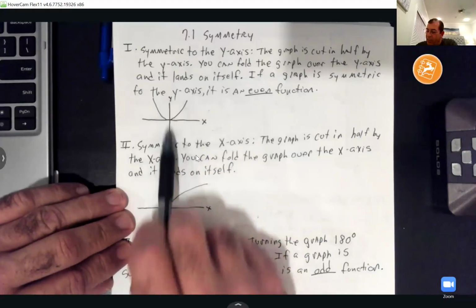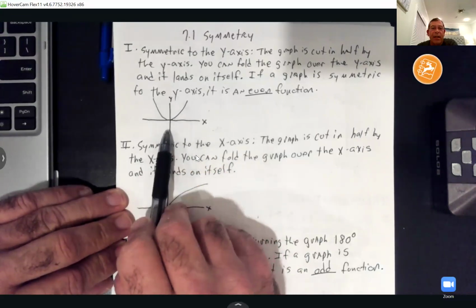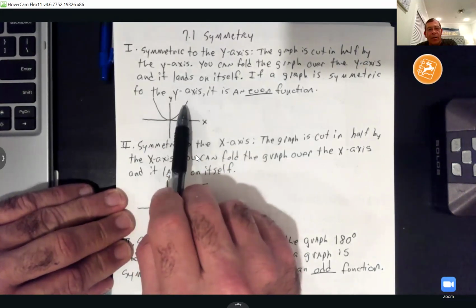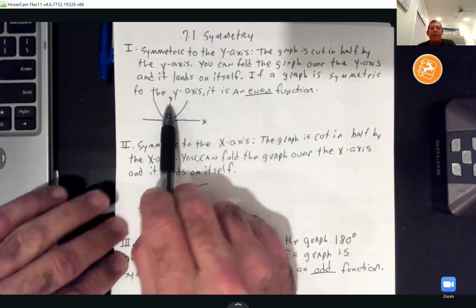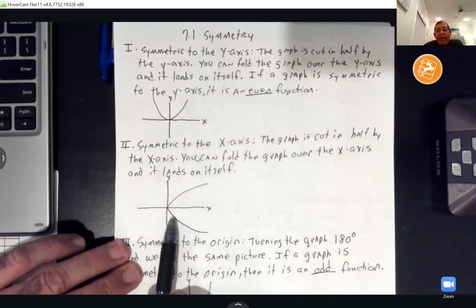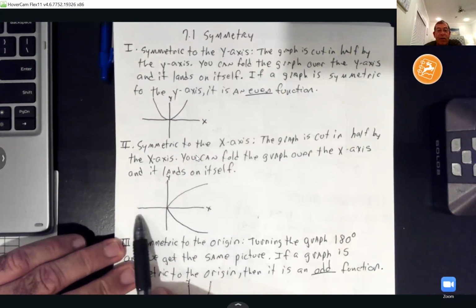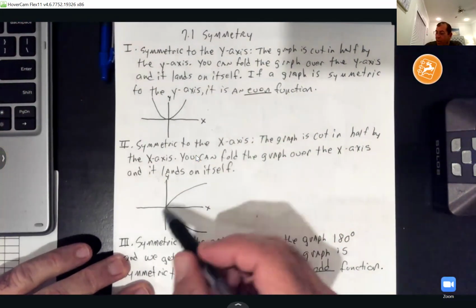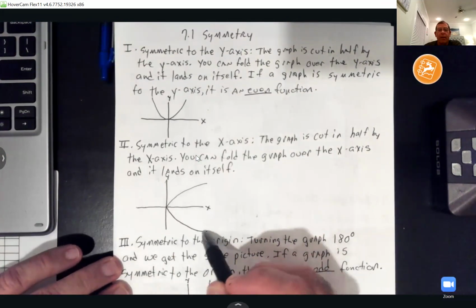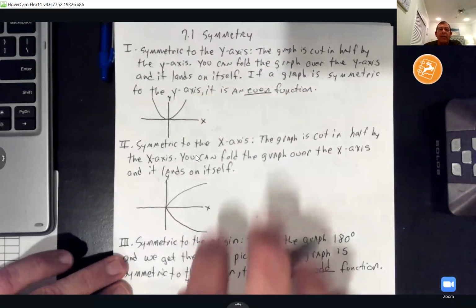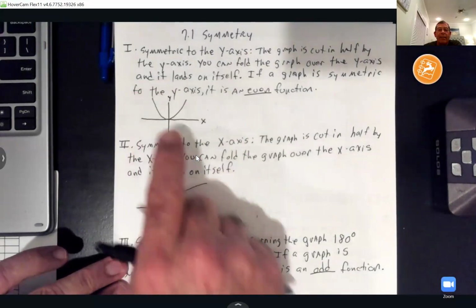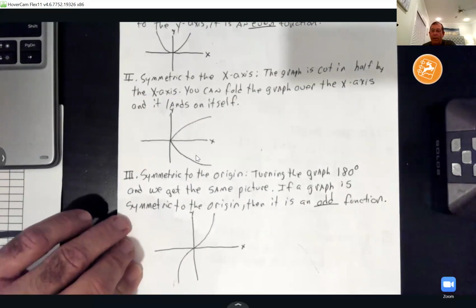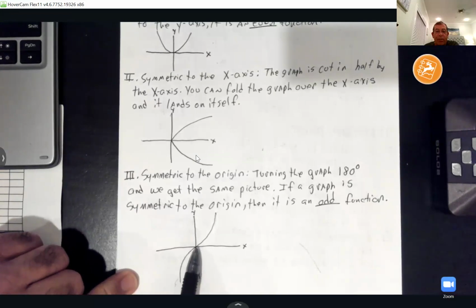So right here, symmetric to the y-axis. See, the y-axis cuts it in half. And if I take this left side and fold over the y-axis, it lands right on itself. So the y-axis cuts it in half to be symmetric to the y. And the x-axis is the same thing. The x-axis cuts its graph in half. And if I took the top of this graph and folded over, this top would land exactly on that bottom. So if it's symmetric to the y, the y-axis divides it. Symmetric to the x, the x-axis divides it. Then there was the third one. We said symmetric to the origin here, which is the center.